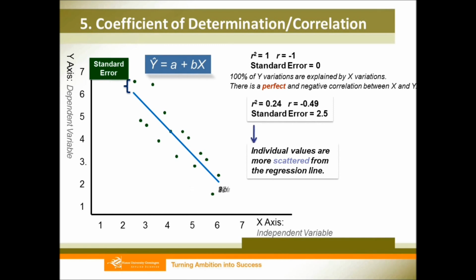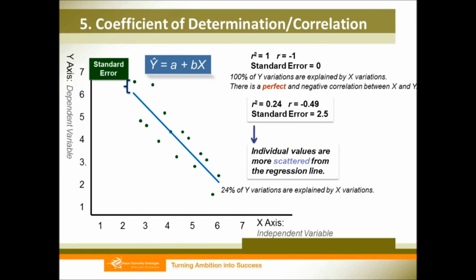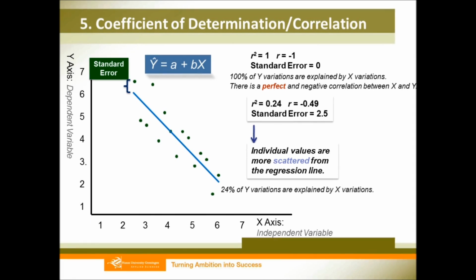So only 24% of y variations are explained by x variations, while the rest 76% of y variations are explained by other variables. And for r equals minus 0.49, we interpret as there is a moderate and negative correlation between x and y variables. So that's today's course, and you will find that actually regression analysis is not that difficult.